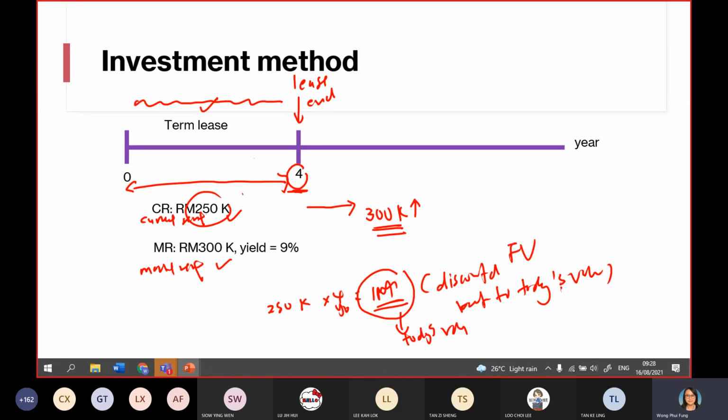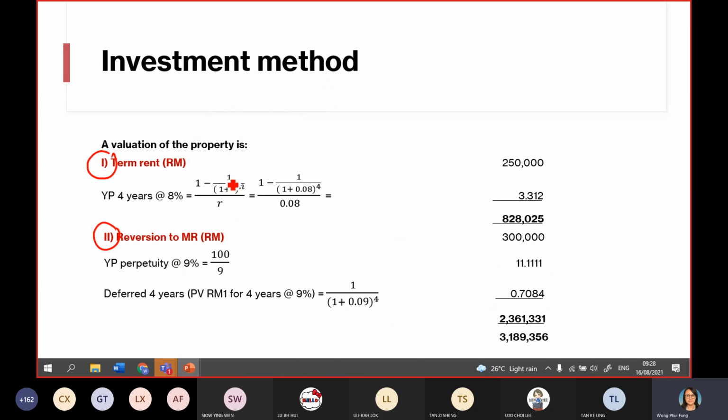So in order to calculate this part, you have to use this formula: 1 minus 1 divided by 1 plus R, all divided by R. R is actually the I, a percentage, 8%. Sometimes we call it I. N is the time, which means in 4 years' time you are going to get this, so to the power of 4.